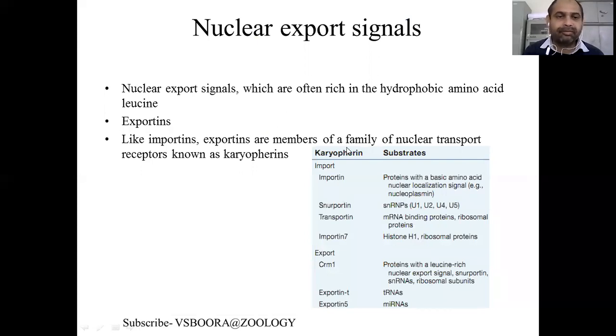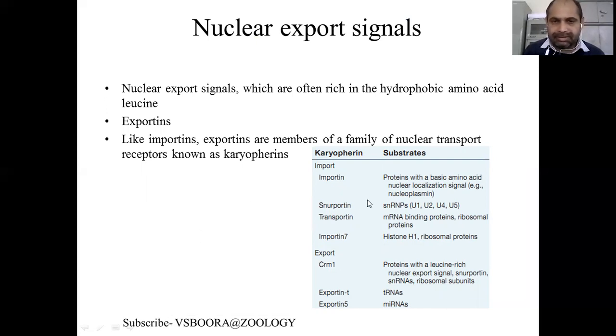are also known as karyopherin. Nuclear export signals are rich in hydrophobic amino acids, that is the leucines, and exporting proteins are also included in karyopherin. These are also responsible for recognizing the cargo and transporting it according to their signal sequences.